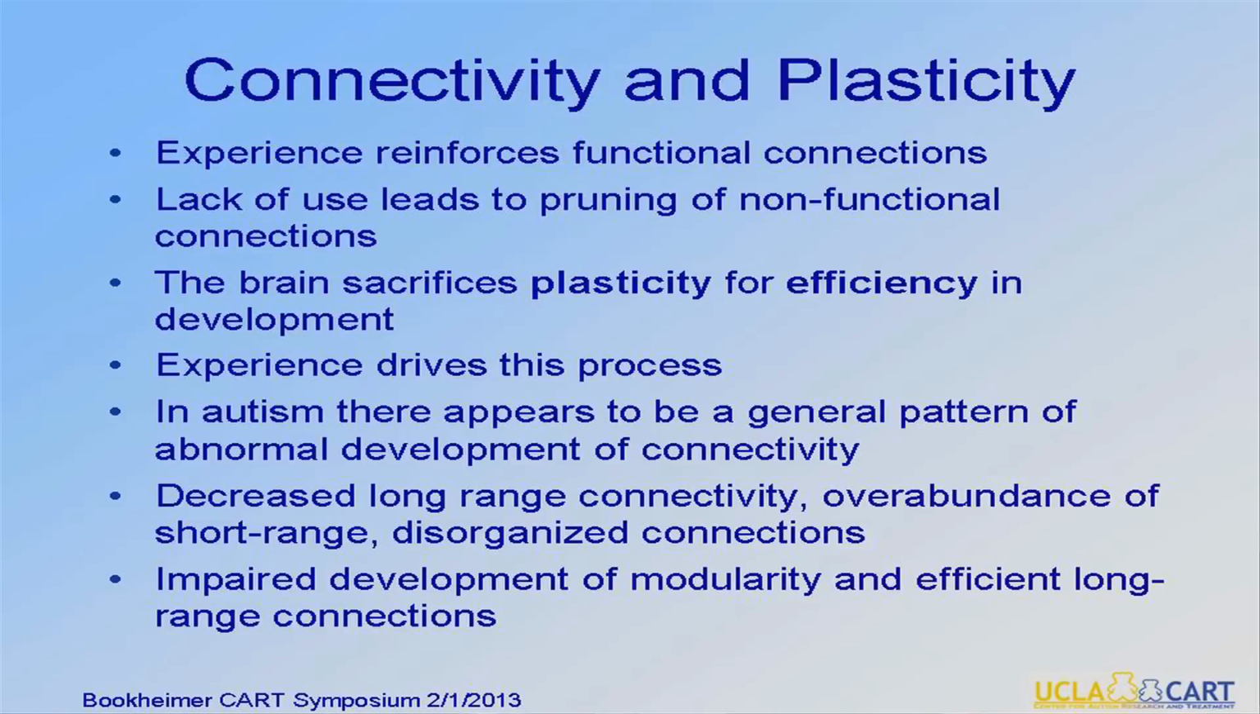In autism, there appears to be this general pattern of abnormal development of this whole concept of connectivity. And generally what we're seeing is decreased long-range connectivity and an overabundance of short-range disorganized connections. So it would be like driving through little tiny side streets all the way to UCLA, which would take a really long time and wouldn't be very efficient.